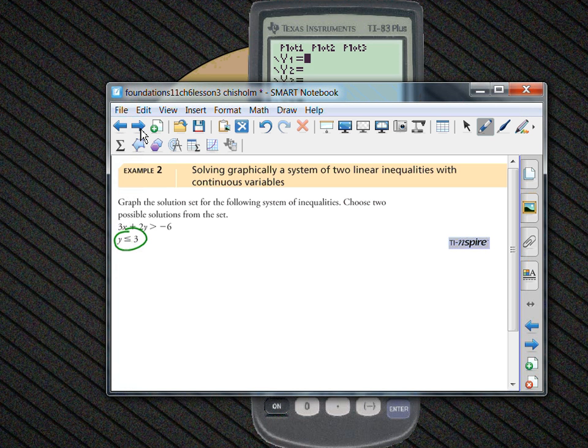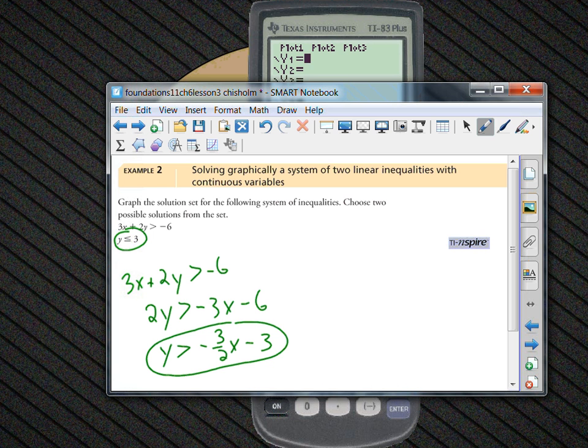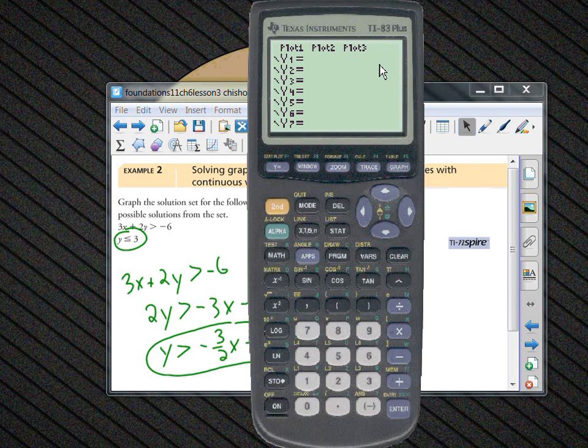For the first one, 3x plus 2y being greater than -6, we'll subtract 3x from both sides to get 2y is greater than -3x minus 6. We'll divide by 2 to get y is greater than -3 over 2 x minus 3. So this is what we're going to punch into the graphing calculator. So let's do that right now.